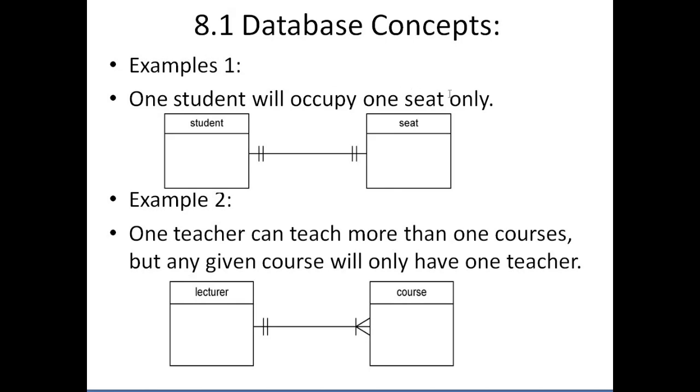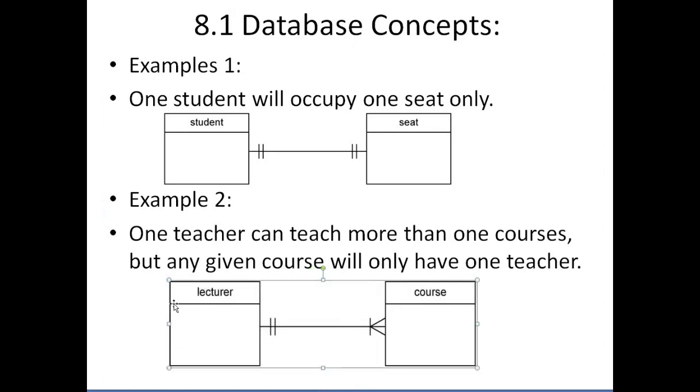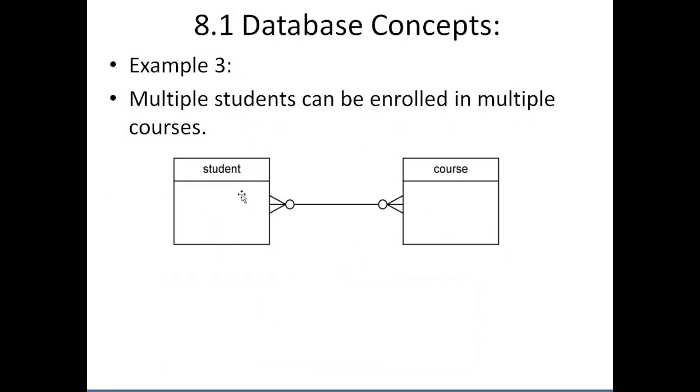Example: one student will occupy one seat only, so between the entities student and seat we have a one-to-one relationship with double dashes, which means that a minimum of 1 and maximum of 1 student can occupy a minimum of 1 and maximum of 1 seat. Then we have the second example, a lecturer and courses. One lecturer can teach multiple courses, but for every course there must be one and only one lecturer, not less than one, nor more than one. One teacher can teach more than one course, but any given course will have only one teacher at a time. Example 3: multiple students can be enrolled in multiple courses, so both of them would have a many-to-many relationship, with it being a 0 to many sort of scenario.